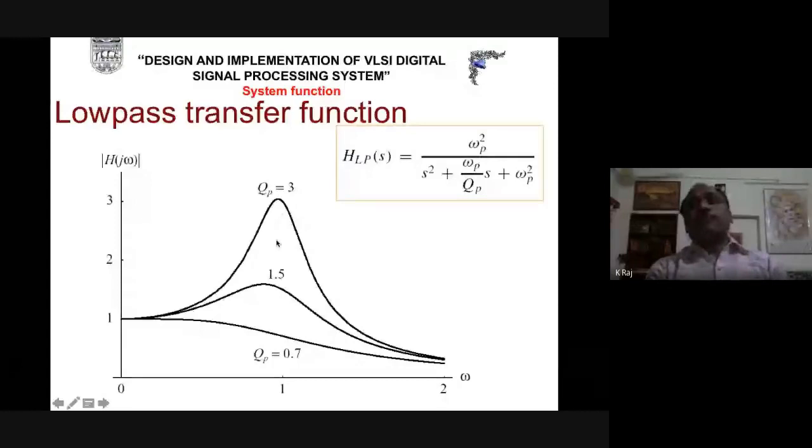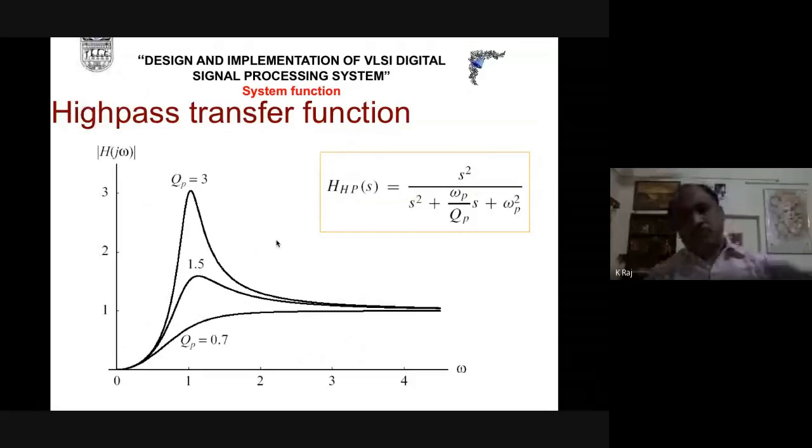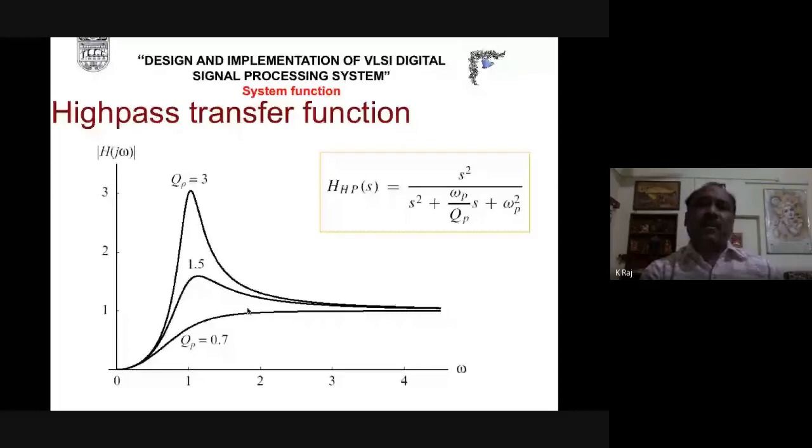Now, coming to the high pass transfer function. In a similar manner, the denominator will remain the same, but the numerator will change. In place of omega_p square, it now becomes s square: s square divided by s square plus omega_p by Q_p multiplied by s plus omega_p square. And in the graph, again, if the quality factor Q_p is equal to 1 by root 2, that is 0.707, you get a flat response, and as we increase the value of Q, we get peaks. Again, the same concept, gain bandwidth product.